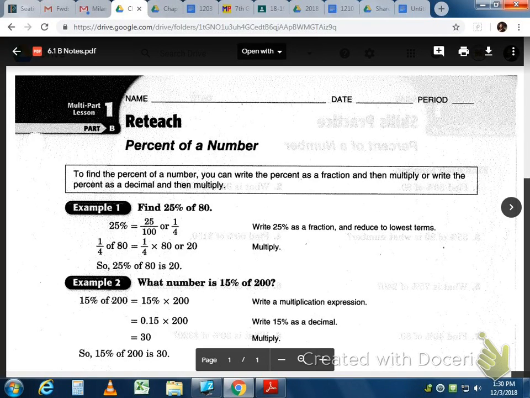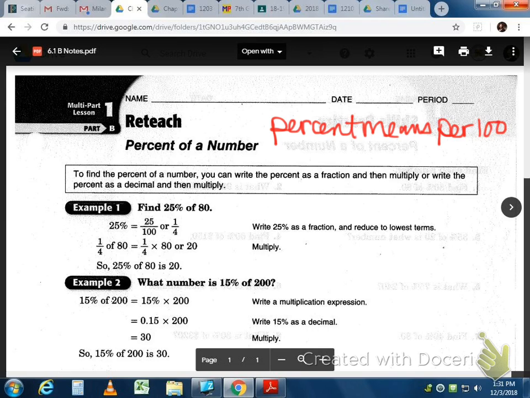Lesson 6.1b, percent of a number. We are beginning an entire chapter dealing with all kinds of things, percentage. So we're going to talk about what percent means to begin with. Literally, I'd like for you to write this part down. Percent means per 100. Percent means per 100.